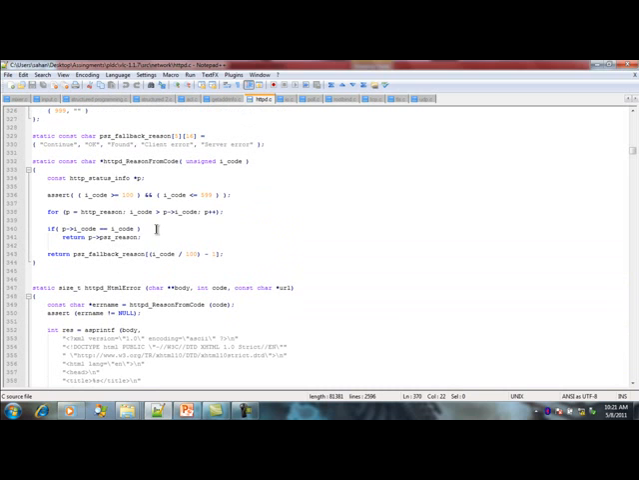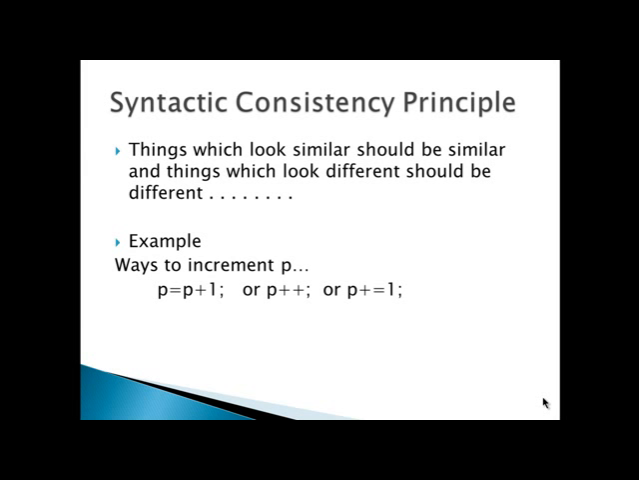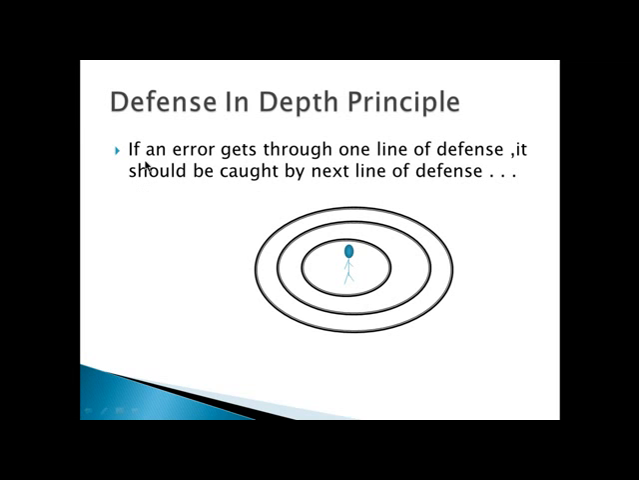Now we'll move on to this for loop. For the increment, there are three ways to write the increment. So there are three ways to increment p. P equals p plus 1, p plus plus, or p plus equals 1. So there are three ways to do the same task. That means a violation of the syntactic consistency principle.